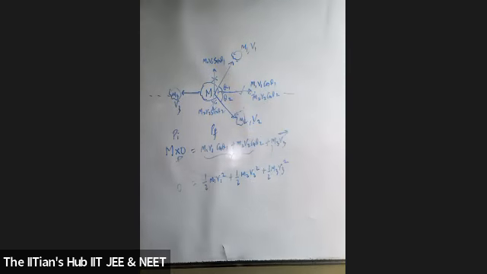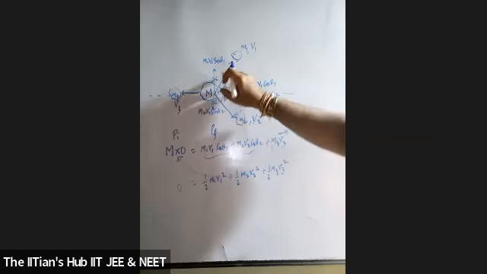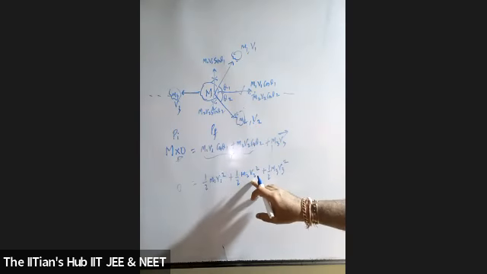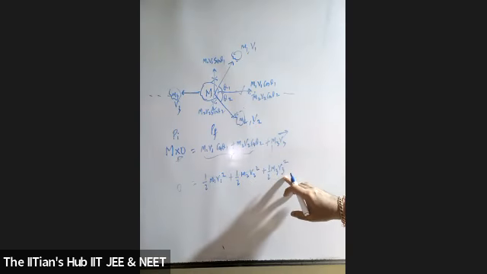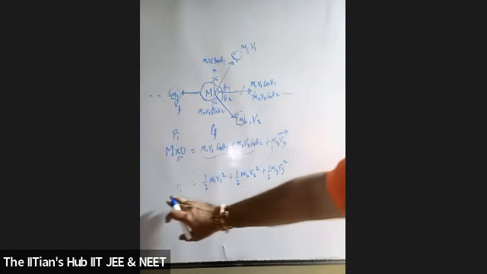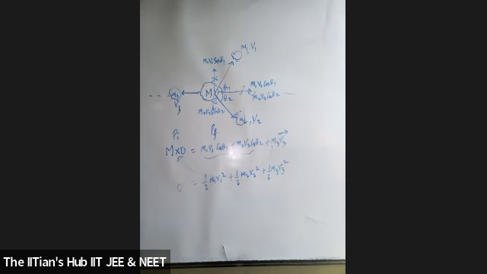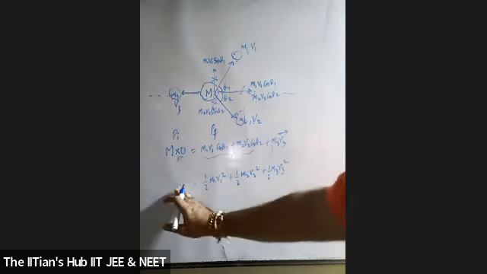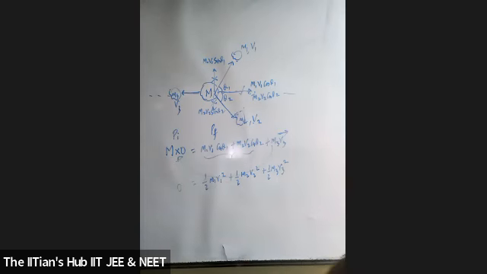What about the total kinetic energy before and the total kinetic energy after? The total kinetic energy after collision will be half m1 v1 square plus half m2 v2 square plus half m3 v3 square. And here the total kinetic energy is equal to 0. That means what is the change? This minus this will also be equal to 0. Is this clear, students?